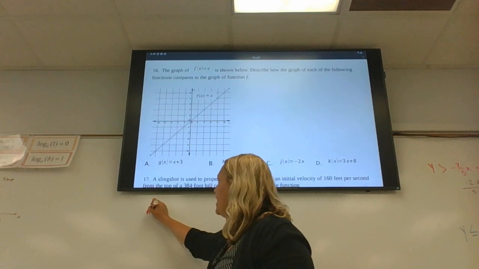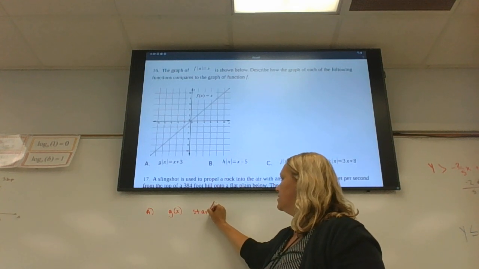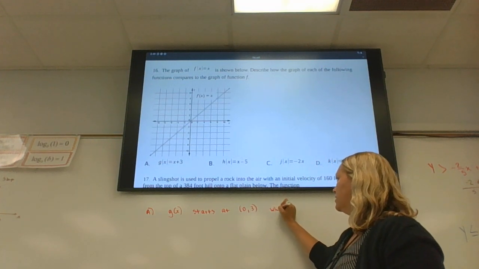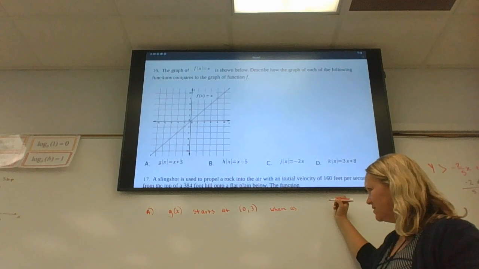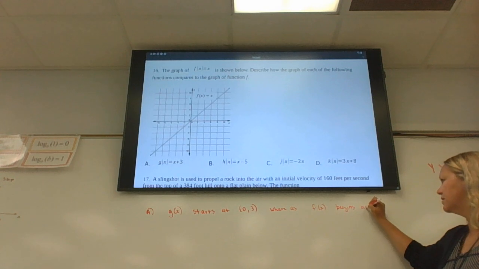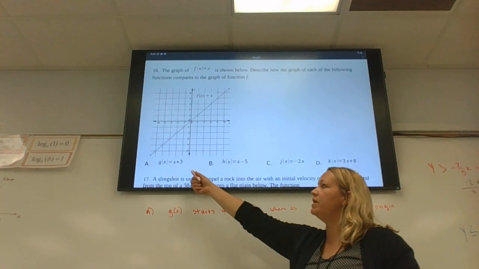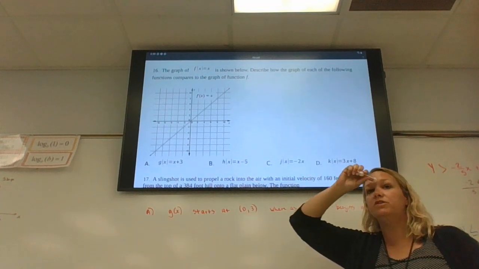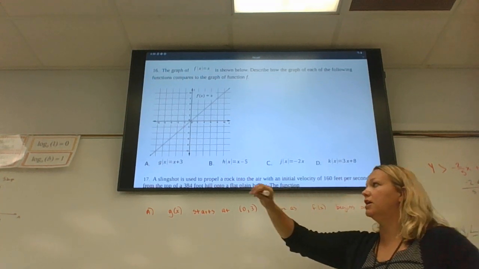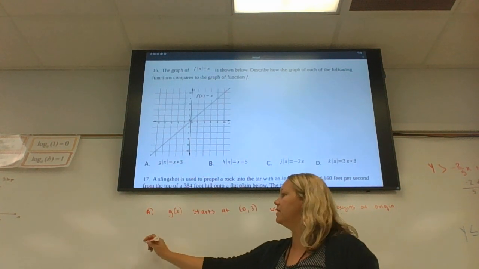So in letter A, I would say g of x starts at 0, 3, whereas f of x begins at the origin. How did I know that? I don't have a picture of this. They're challenging you. Can you abstractly picture a line without being given the picture? Can you compare an equation to a graph that are different? That's the challenge here.